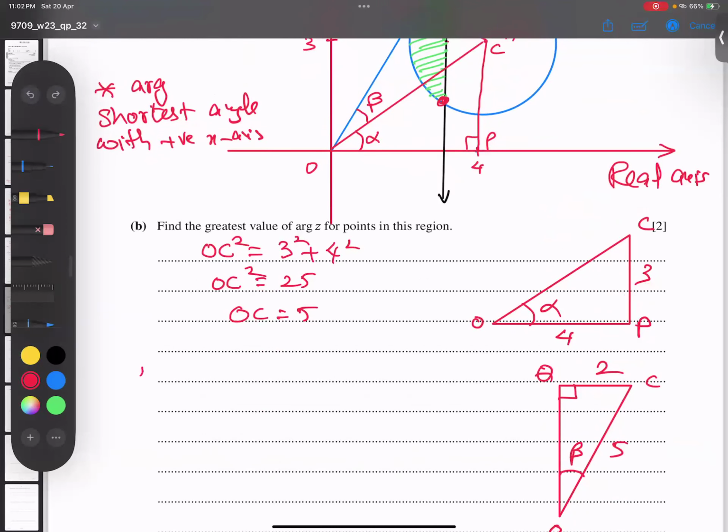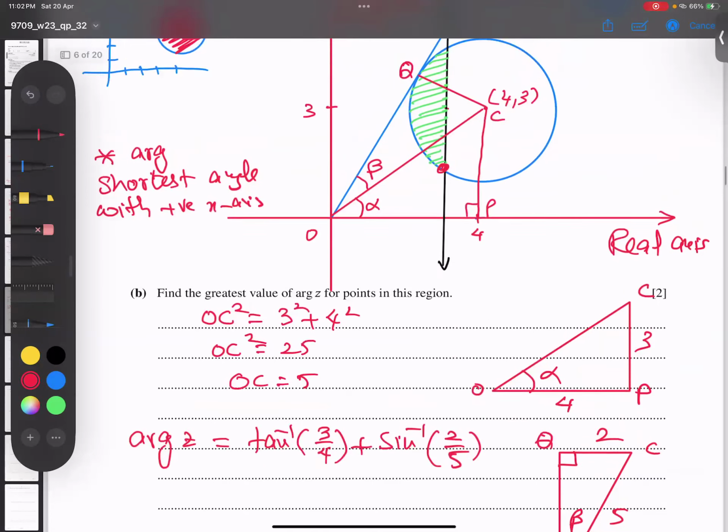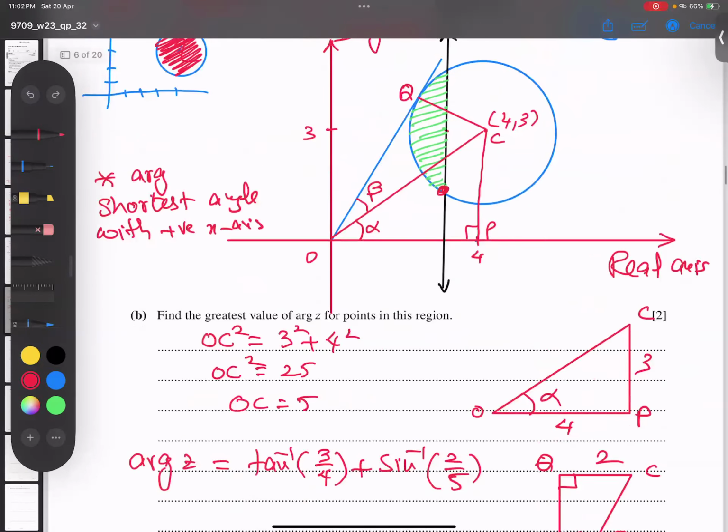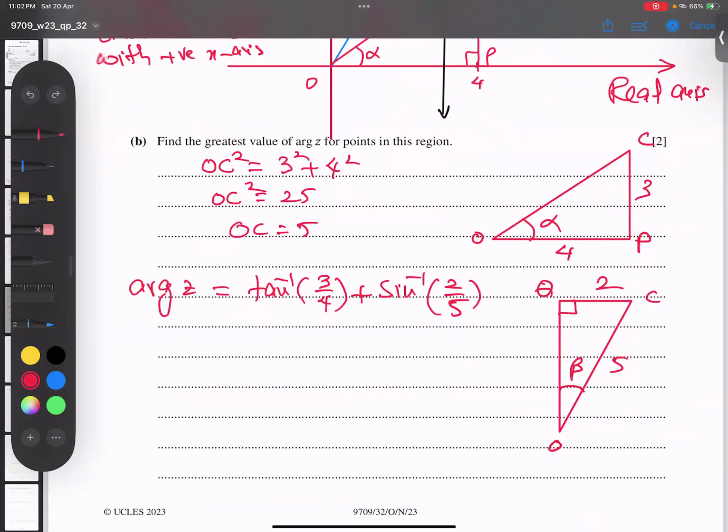That's it. So I'm writing, what is the argument of Z? I'm finding it directly here: tan inverse, because opposite by adjacent. And what is beta? Opposite by hypotenuse is called sine. And I believe it is clear. Sine inverse 2/5. When you type this in the calculator, okay, students, because this angle plus this angle will give us the largest.